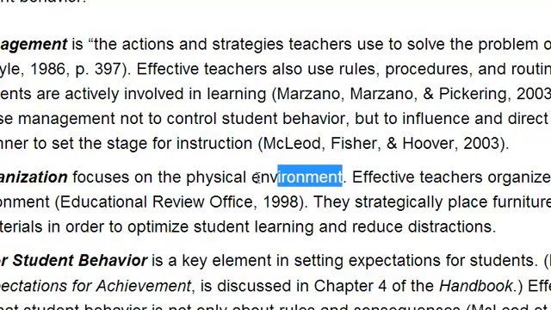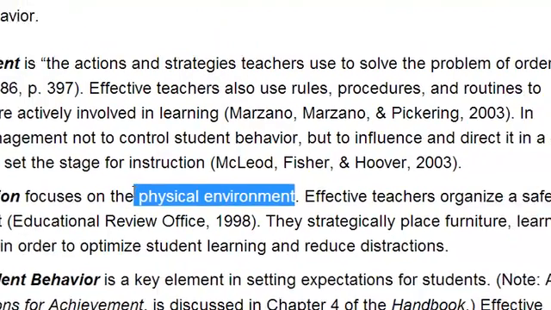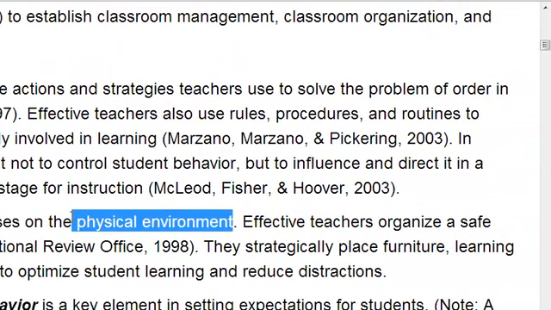Classroom organization refers to the physical environment. And effective teachers organize a safe classroom environment. They strategically place the furniture and materials so that students are not distracted and their learning is optimized. I remember my first year teaching, I walked into the classroom to get ready and there was this huge pile of furniture in the middle of the room. I had no idea what to do. You're going to be far better off than I was because we're going to talk about that in this module.